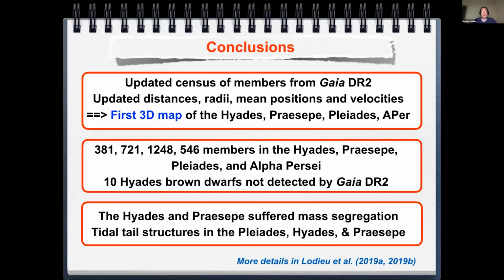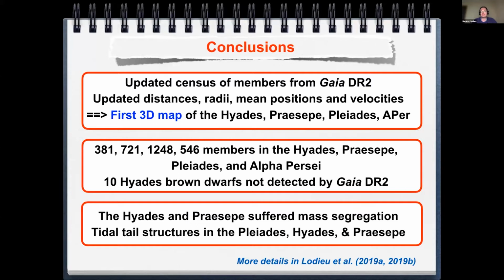And we also see that the IRDs and Praesepe clusters suffered mass segregation, and we observed some tidal tail structures in 3 of the clusters, except Alpha Persei, that might tell us that these structures appear after 100 million years of age.